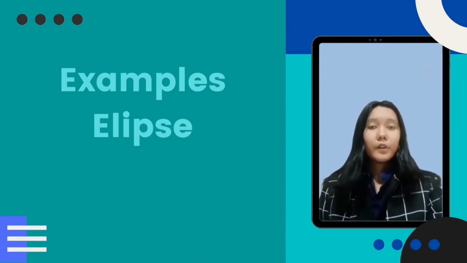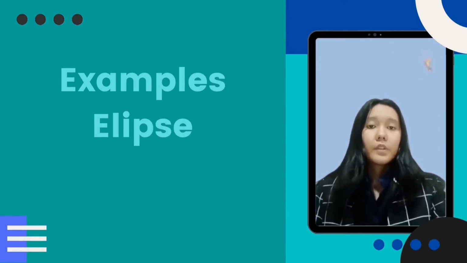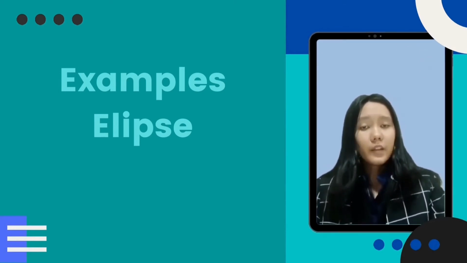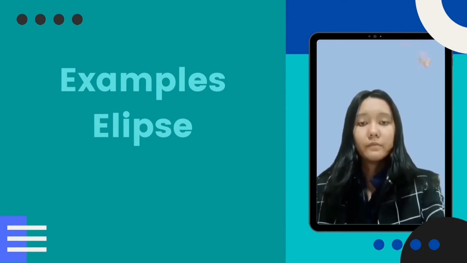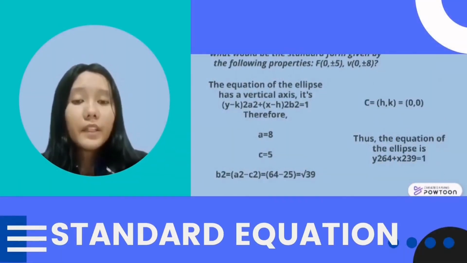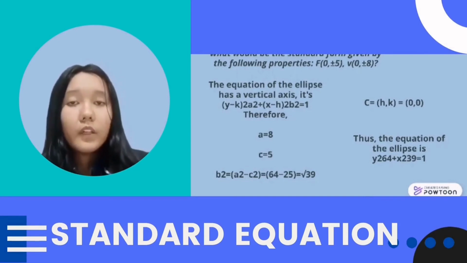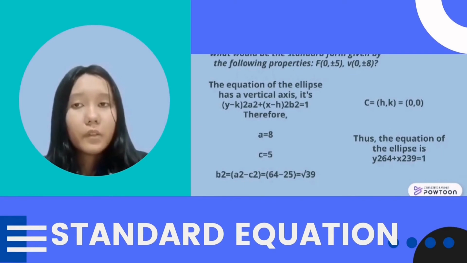Now that you know the ellipse definition and its equation, you should try handling an example. Let's start with example number 1. Start off by finding the center. The center would be the h and the k, resulting in open parenthesis 0, 0 close parenthesis.